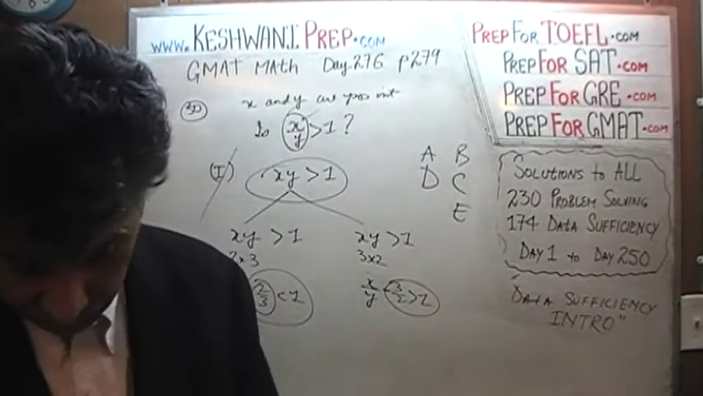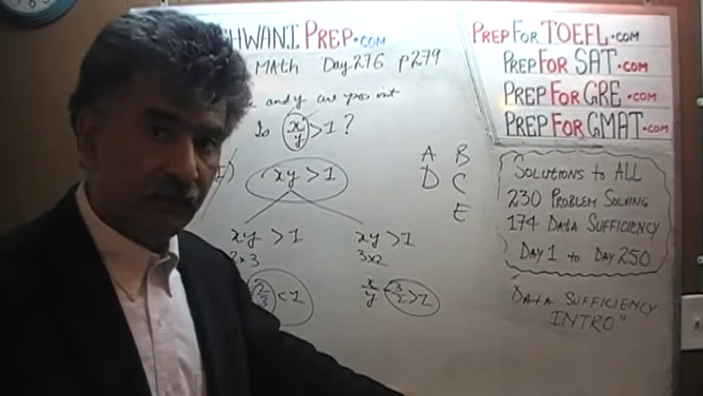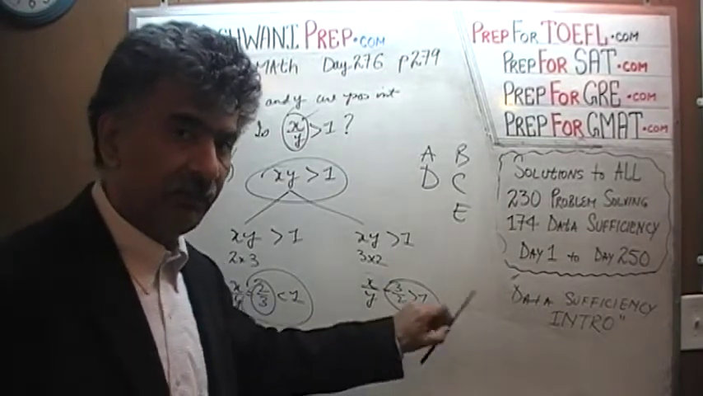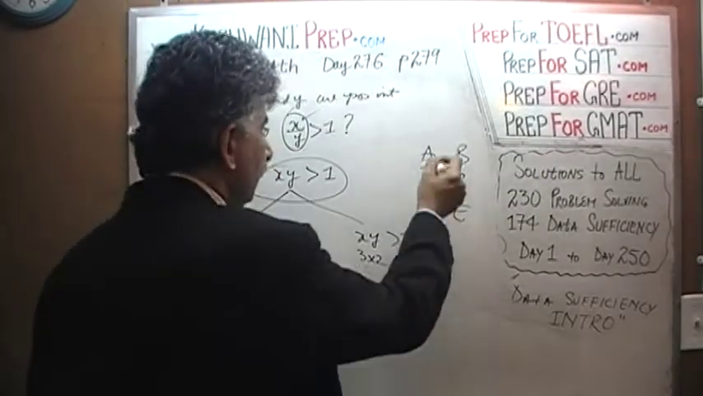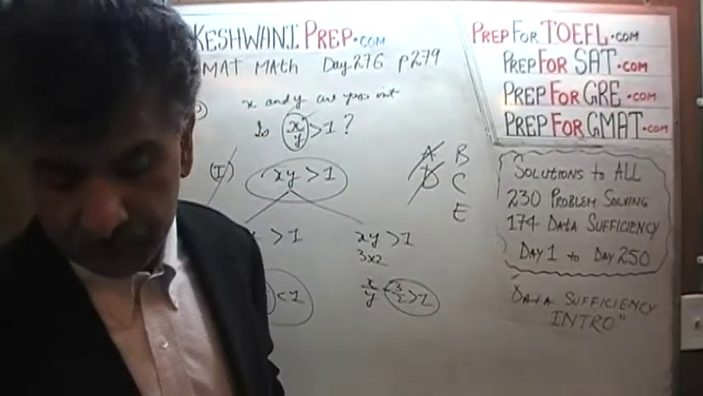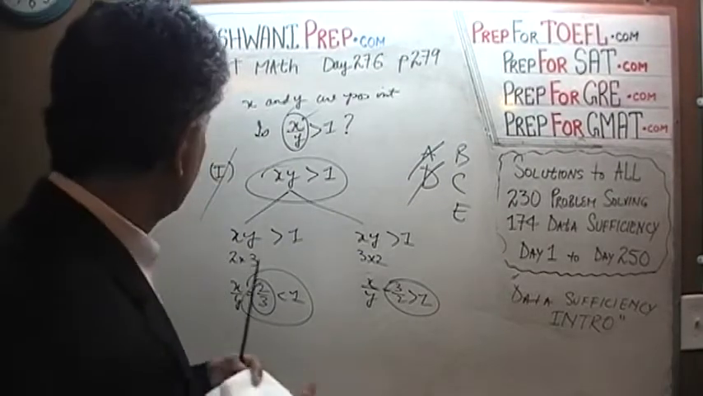Now that we have established that the first statement by itself is not sufficient, we know that the answer cannot be A or D. The answer would have to be either B, C, or E. Let's look at the second statement.